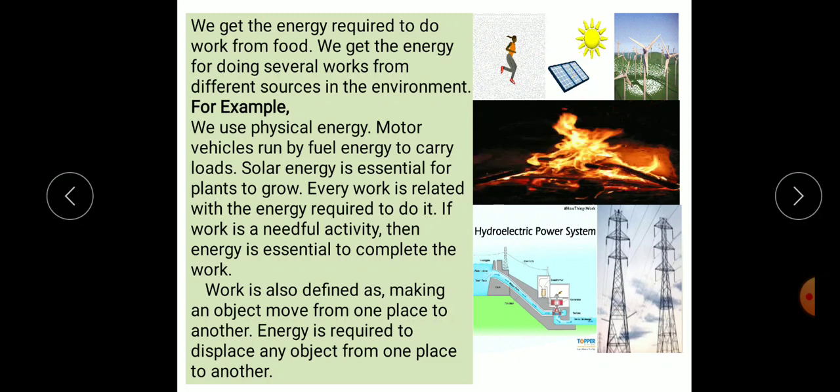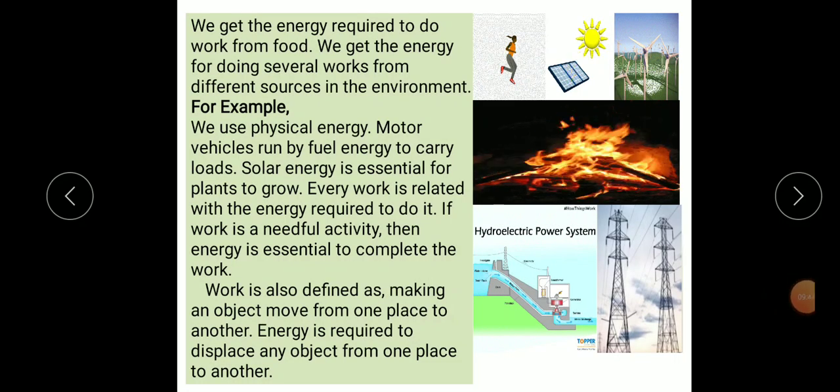Every work is related with energy, and energy is required to do it. If work is a needful activity, then energy is essential to complete the work. Work is also defined as making an object move from one place to another place. Energy is required to displace any object from one place to another place.